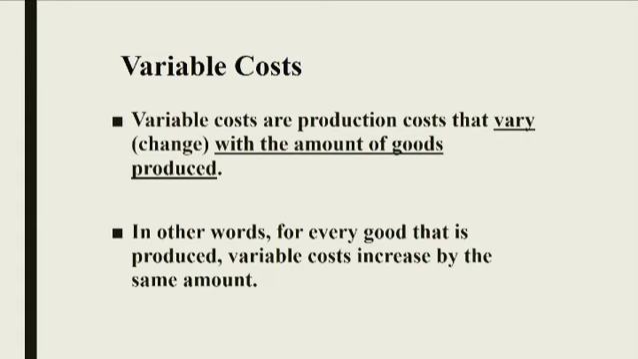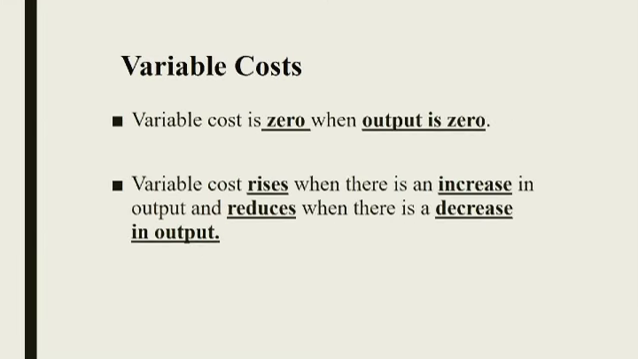On the other hand, we have variable cost. Variable costs are production costs that vary with the amount of goods produced. In other words, for every good that is produced, variable costs increase by the same amount. Variable cost is zero when output is zero. It rises when there is an increase in output and reduces when there is a decrease in output.